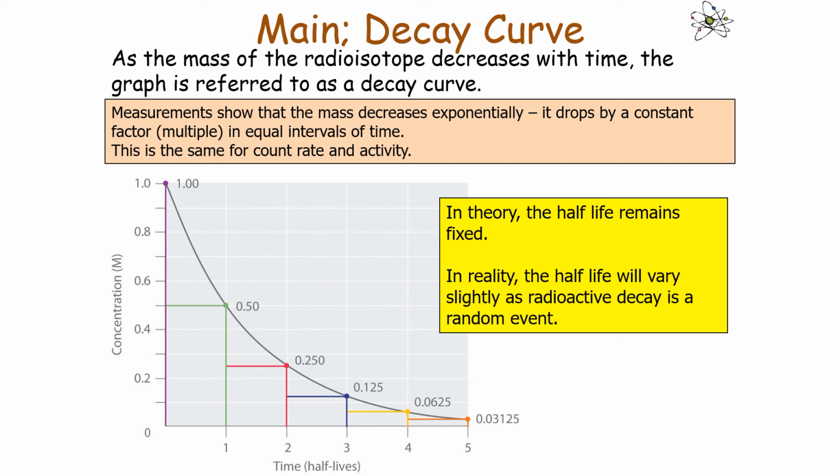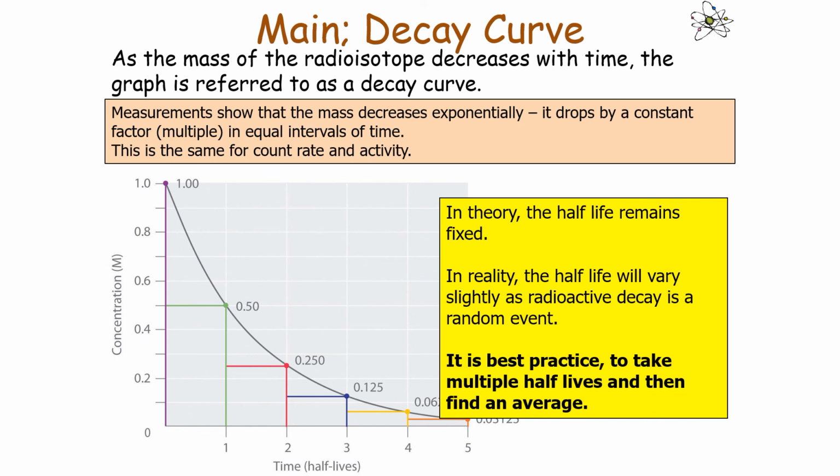It's like saying if you roll a dice, you're not going to get 1, 2, 3, 4, 5 and 6 on all the 6 goes. Sometimes you might get 3 sixes in a go, you might get 2 fours in a go, and not have a 5 for like 7 rolls. So as a result, you will get a slight variation because radioactive decay is a random event. So like mentioned before, it's best practice to take multiple half-lives and find an average.